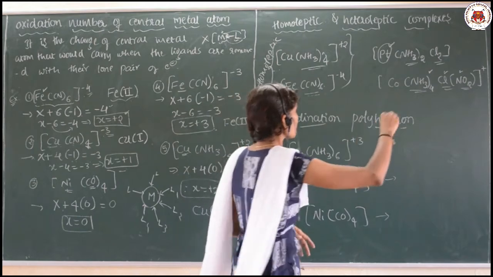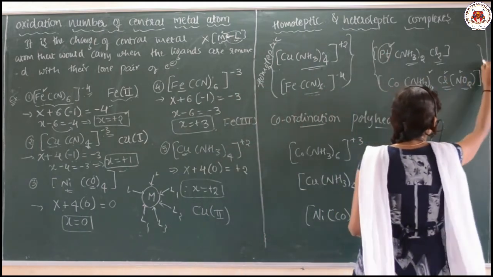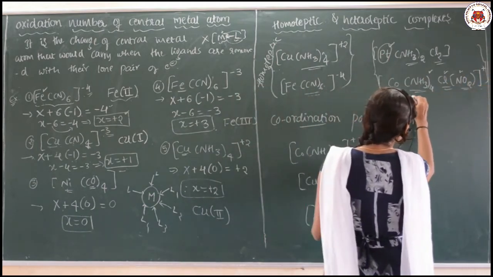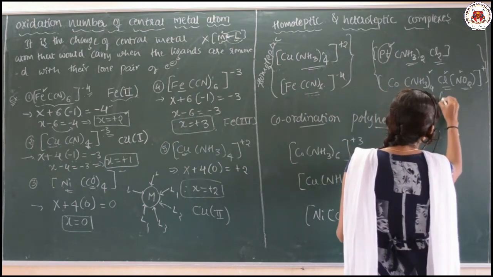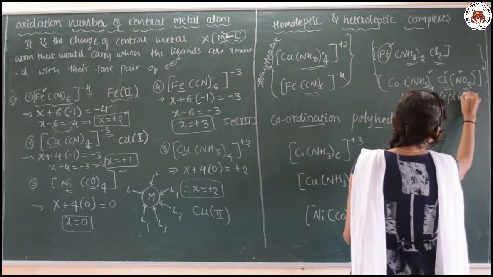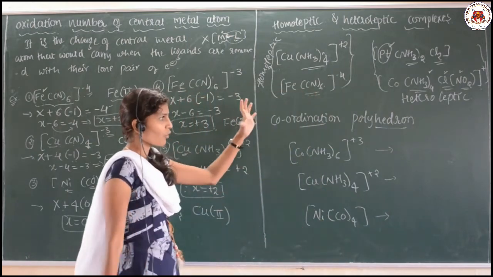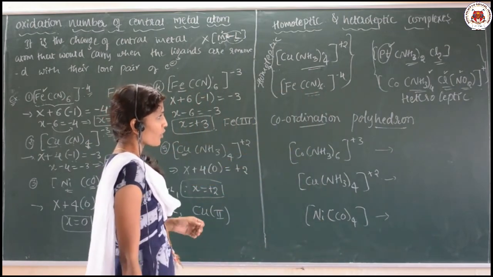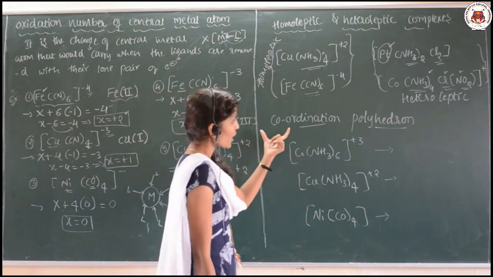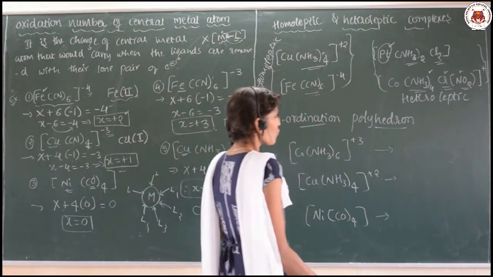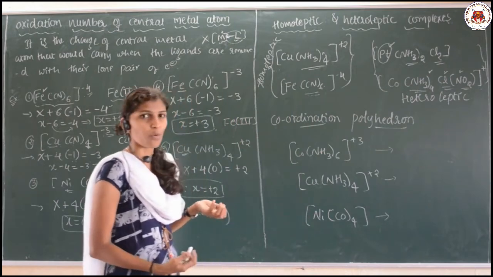Okay, while these two are the example for the heteroleptic complex. I hope it is clear for you. Let us go for one more important bit, that is coordination polyhedron. So what is the meaning of coordination polyhedron?